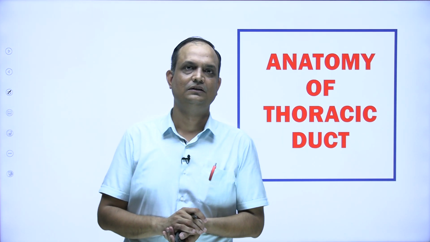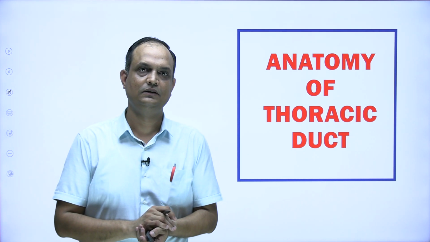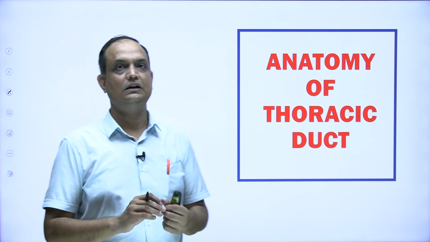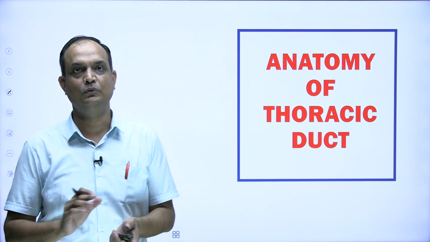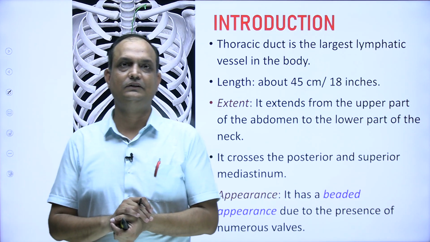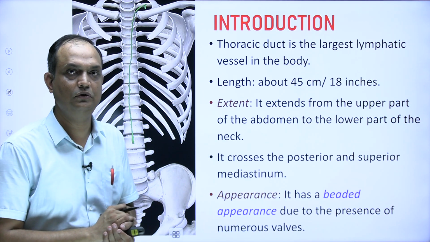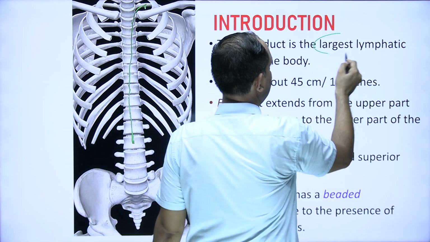Hello students, today we will discuss the anatomy of the thoracic duct. The thoracic duct is a lymphatic channel and it drains the lymph from most of your body parts. So, when you see the thoracic duct, what are the important things you should know? The first thing is that it is the largest lymphatic vessel in the body.